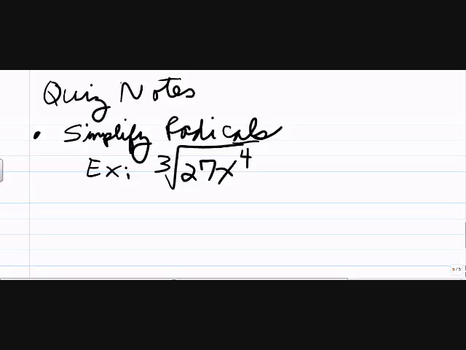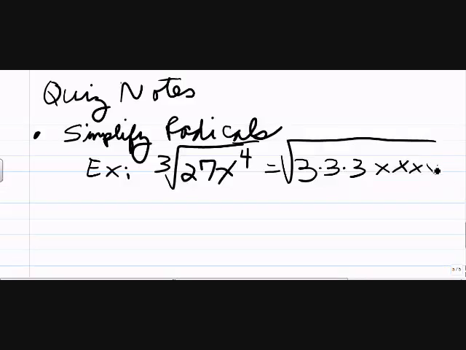Do you need to see how that's done? Or are you good? All right. So what's the cube root of 27? 3. And then, okay, let me write it all the way out so we can review. 27 is 3 times 3 times 3. X to the 4th is x times x times x times x.